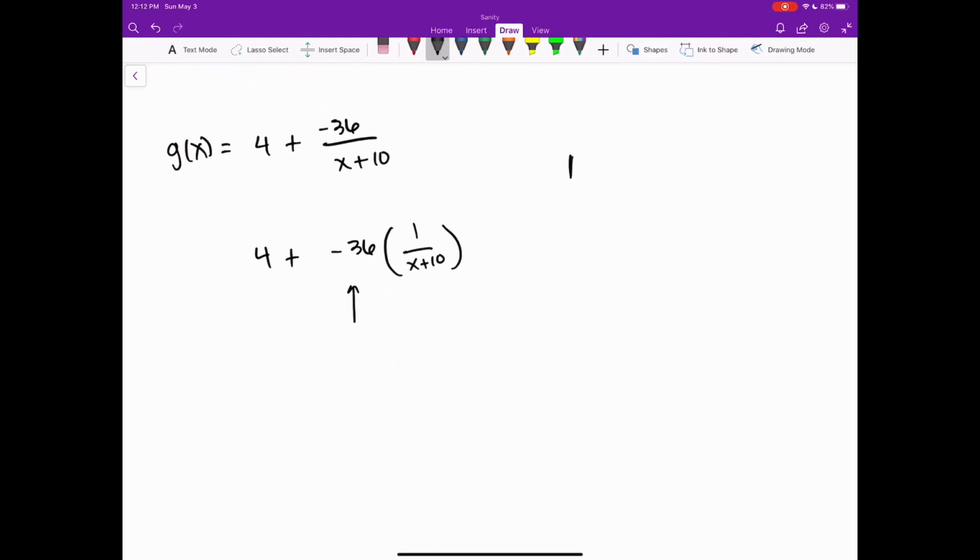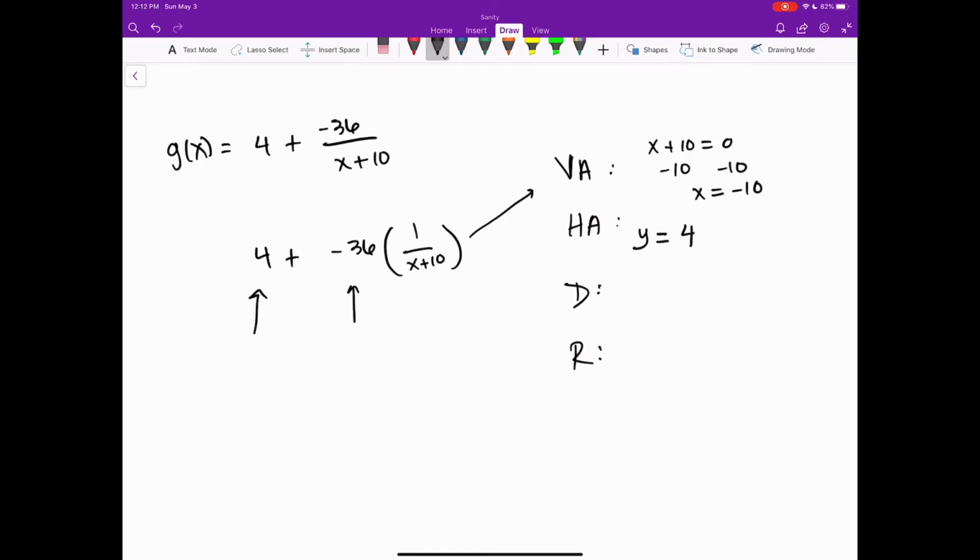Okay, so my vertical asymptote from this thing here, let me just get the rest of them down. Horizontal asymptote, my domain, and my range. So vertical asymptote, take your denominator of x plus 10, set it equal to 0, and solve for x. I'm going to get x equals negative 10. My horizontal asymptote, again, is whatever's being added or minused onto the outside. So here I see that there's a positive 4. So I'm going to have y equals 4.